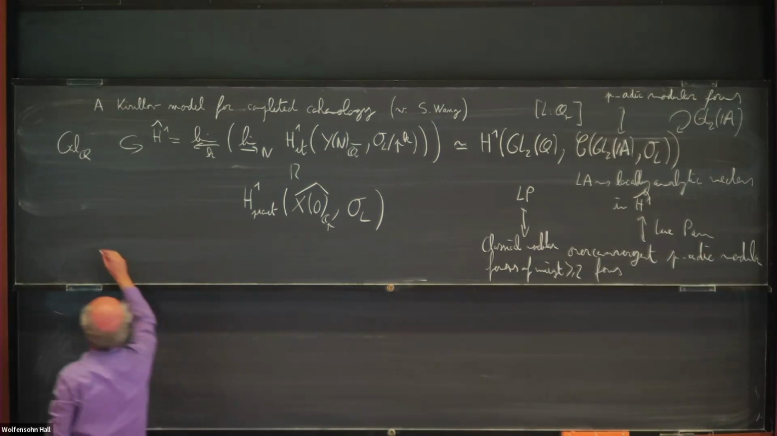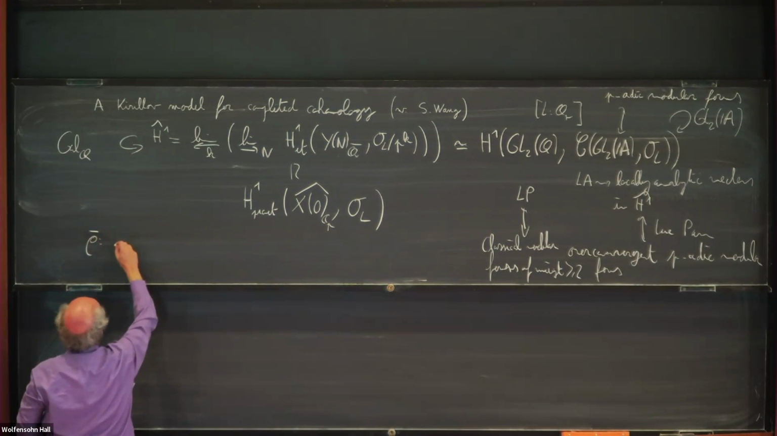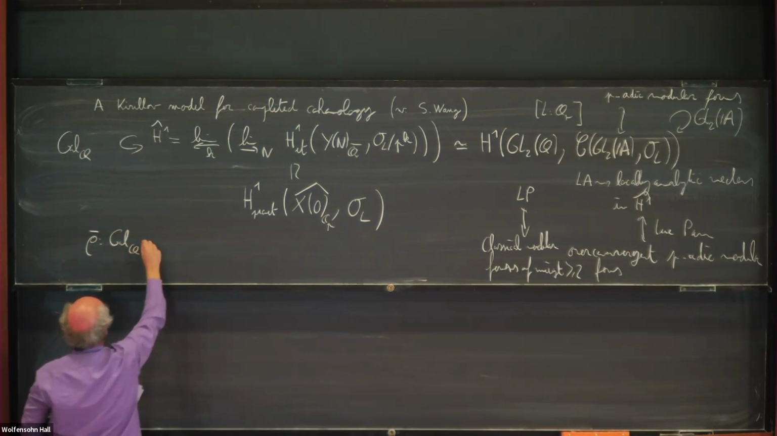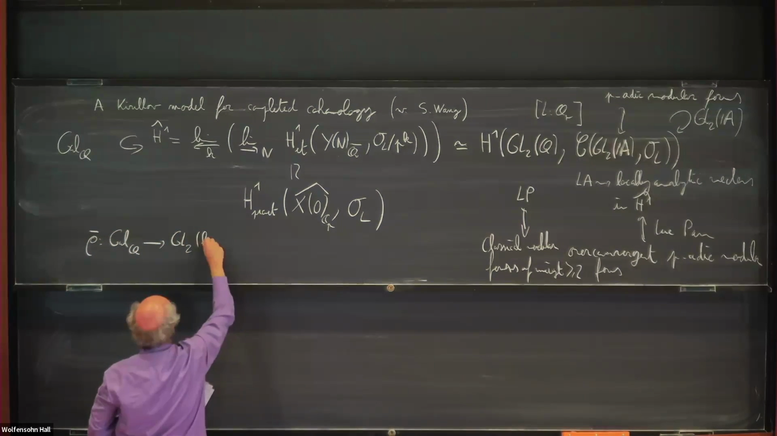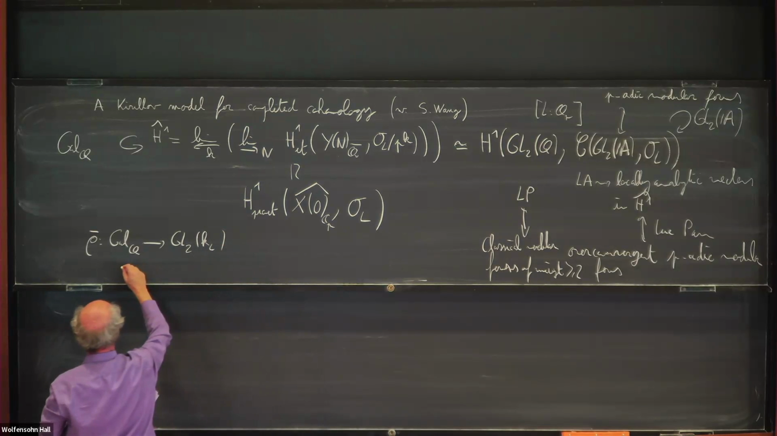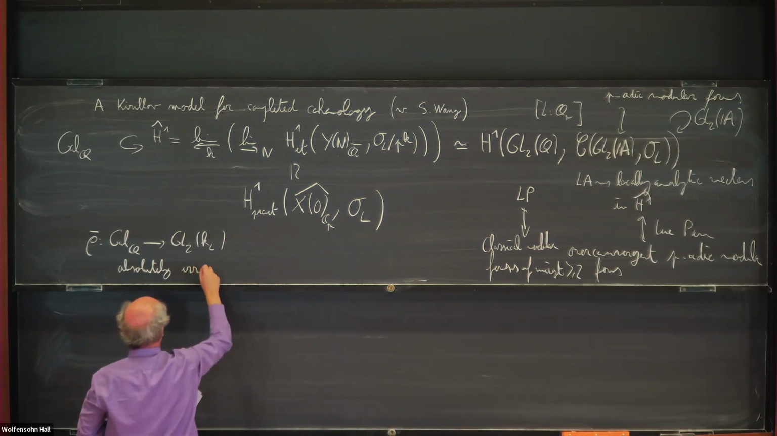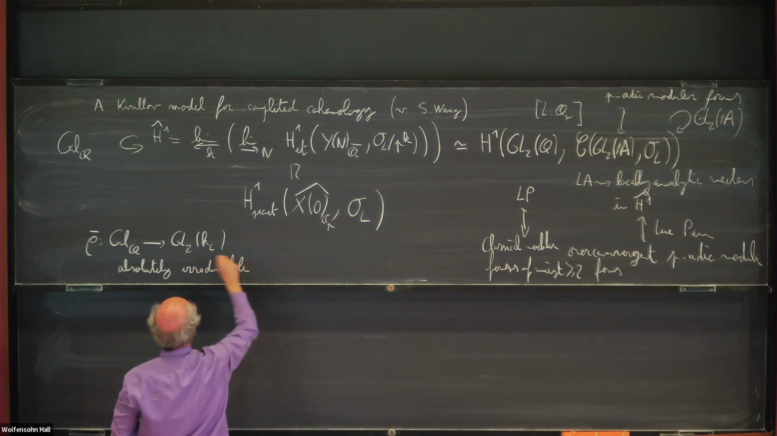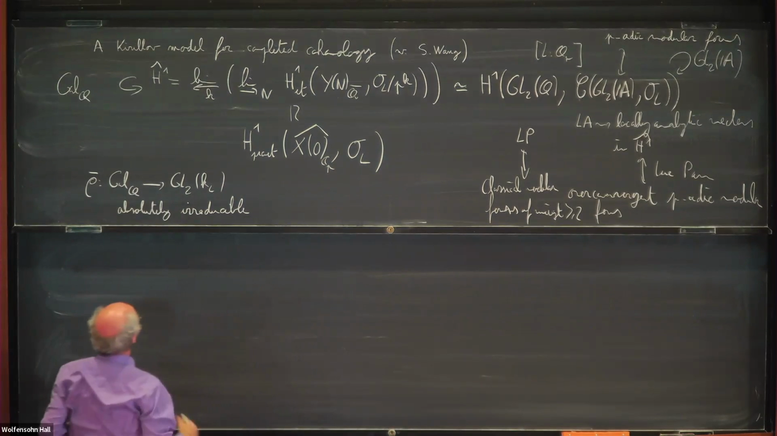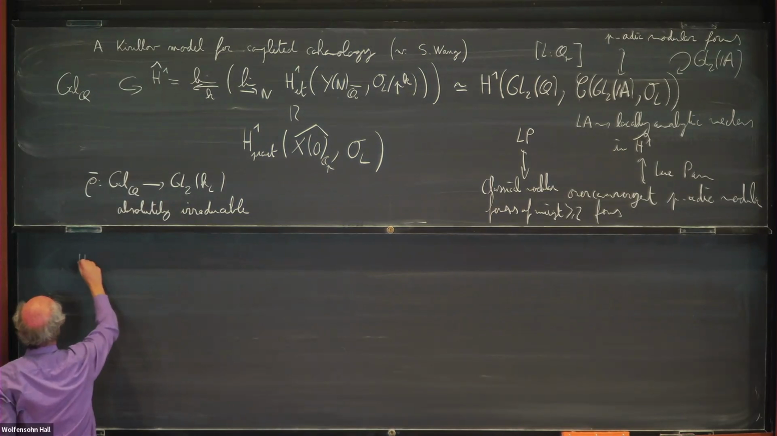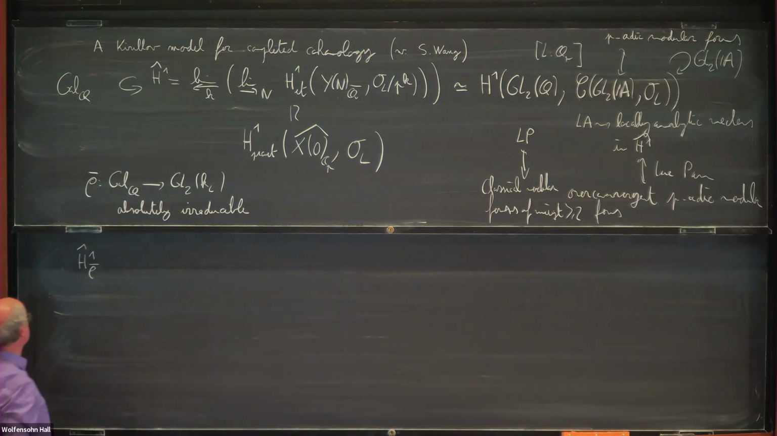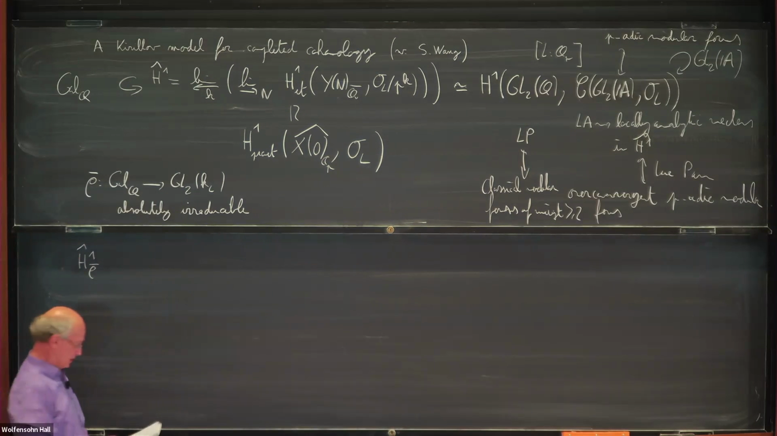So I'm also going to fix a rho bar going from the Galois group of Q to GL2(k_L). And I will assume everywhere that it is absolutely irreducible. And so you can look at H^1 hat localized at rho bar, which is going to be the biggest subspace where all the Jordan-Hölder components of the action of Galois are rho bar. So localized at rho bar.